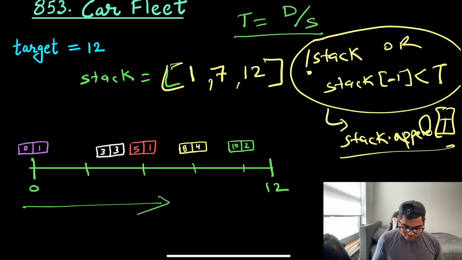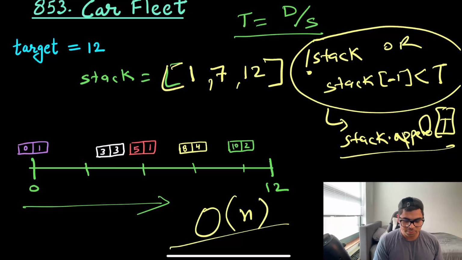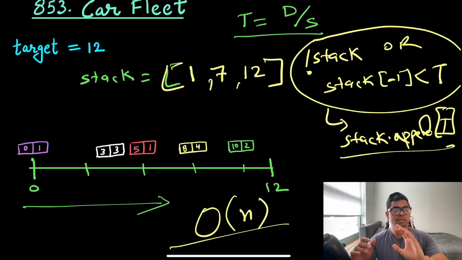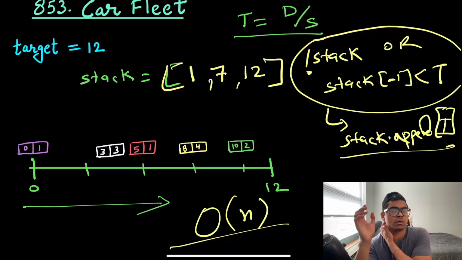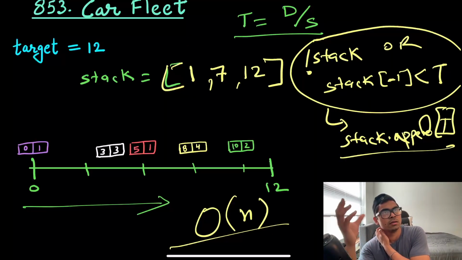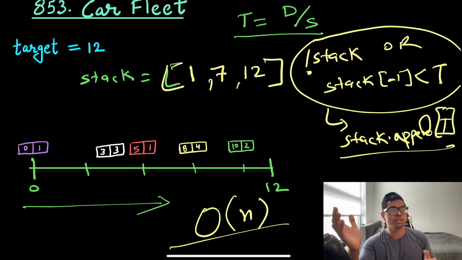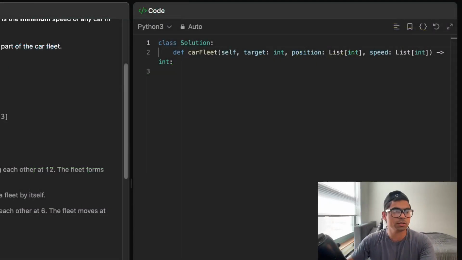So this will take big O of n time complexity, and big O of n space complexity. Now we have understood really well what our approach will be. First thing first, we will be combining our position and speed and then sorting them in reverse order, so that we are basically going from the car that is at the closest position, right? The closest position.